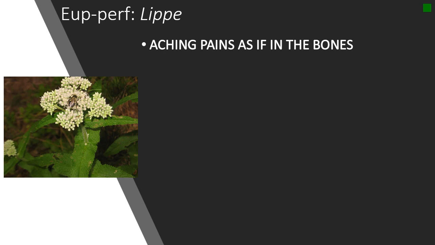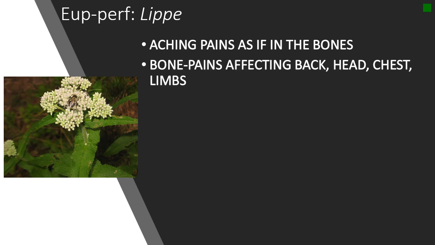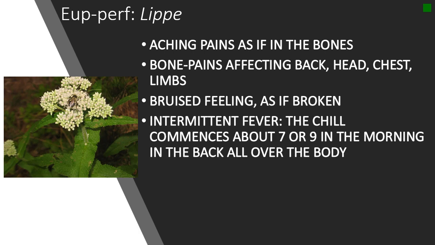So it says in capitals, aching pains as if in the bones. That's very important. It describes the sensation quite accurately. Bone pains affecting the back, head, chest, and limbs. A bruised feeling as if broken. Intermittent fever: the chill commences about 7 or 9 in the morning, and it's in the back, all over the body.